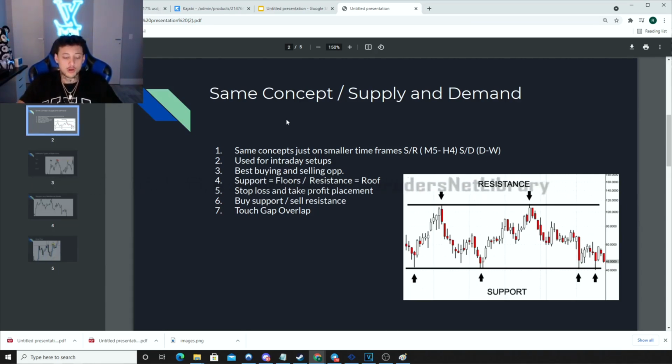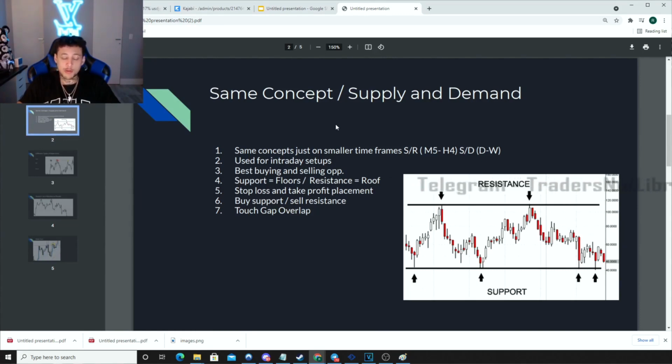Because remember, supply and demand works off of, obviously, supply and demand, but the bigger hedge funds, banks, and institutions are going to be the ones who are trading off of these levels. And there are going to be support and resistance levels within these supply and demand levels. You could pretty much take a trade within those major supply and demand levels and take trades off of the more minor support and resistance levels. So they're predominantly used for intraday setups. And again, they're great for the best buying and selling opportunities you could potentially get within the markets. They're the ones that make the most sense.